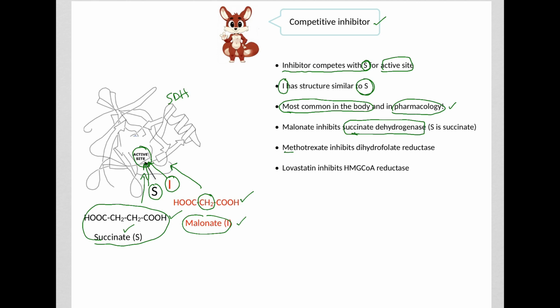Here are two examples. Methotrexate is a competitive inhibitor for the enzyme dihydrofolate reductase that we'll talk about under nucleotide metabolism. And lovastatin, a statin drug used to lower blood cholesterol, we'll talk about this under cholesterol synthesis. This drug is a competitive inhibitor of the enzyme HMG-CoA reductase, which is very important in controlling how fast our body synthesizes cholesterol.